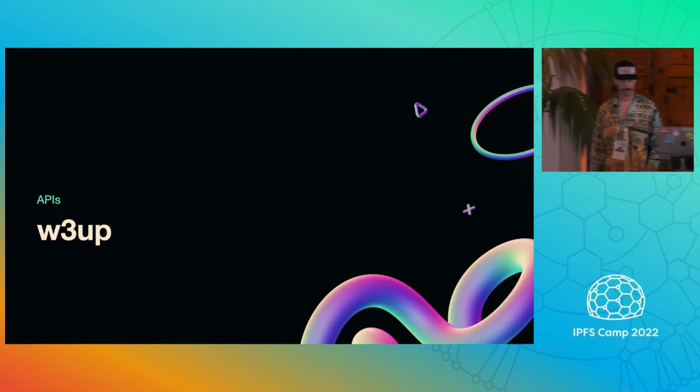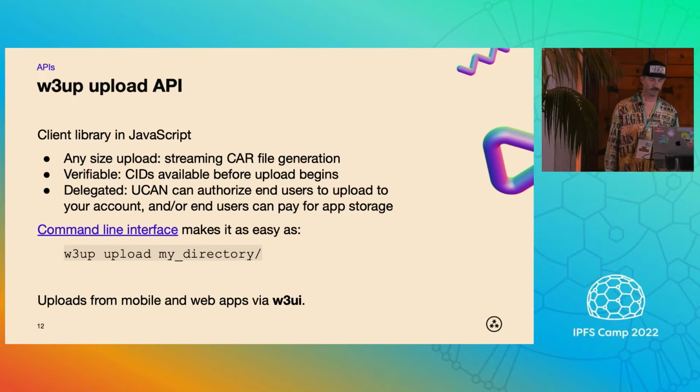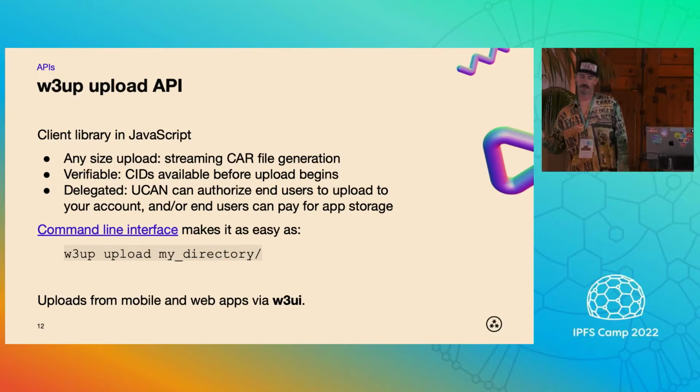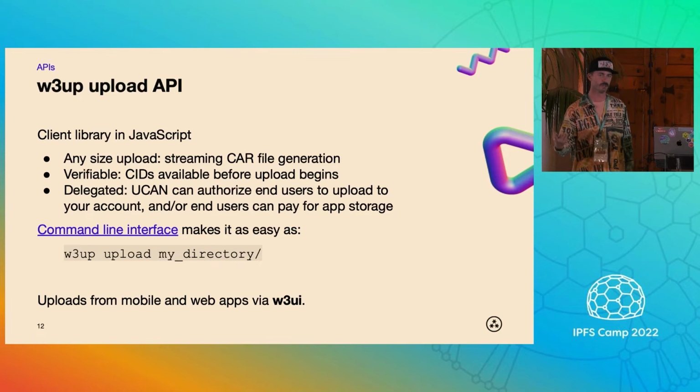So we'll talk about the W3 Up API first. And this is the base API that the other clients use. Its improvement over our previous API is streaming CAR file generation. We'll talk more about CAR files in a minute. What it means for you is any size file, any complexity of directory can be uploaded in a streaming manner, and it's not going to overwhelm the client or the server.